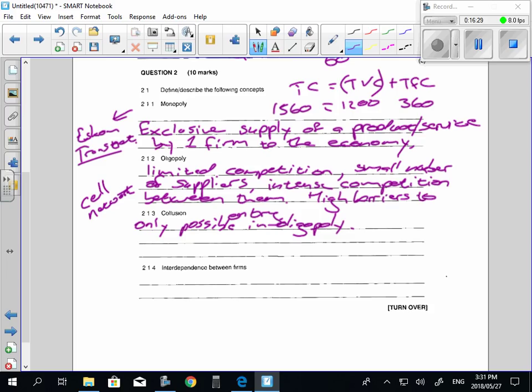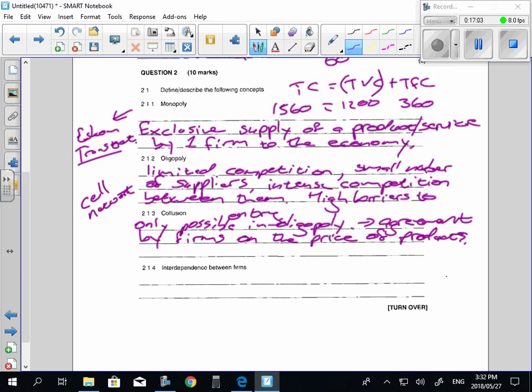Collusion is only possible in an oligopoly market structure. Now, what is collusion? It's the agreement by firms on the price of products. So collusion is when the firms get together and decide on a selling price for that product, which is obviously illegal. Okay.